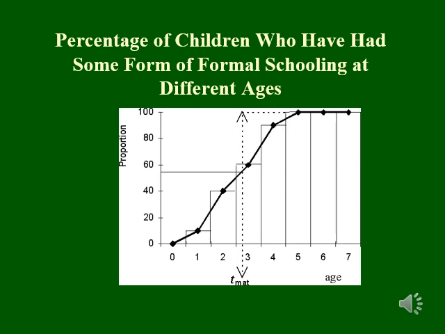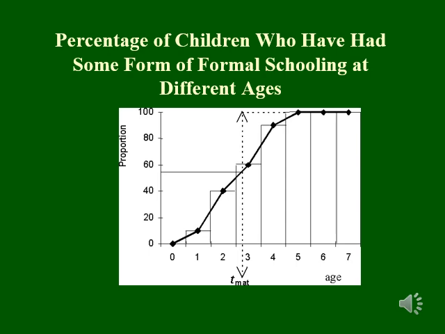This is an ogive that's looking at the percentage of children at different ages who have had some form of formal schooling. So if you look at this graph, you can see there are no newborns that have been to school at all. But by the time you're at age 1, like 10% of kids have been to daycare or whatever. As you go older, you've had more kids that have been to preschool. And by the time you get up to about age 6, almost everyone has been to kindergarten or first grade or actual school.